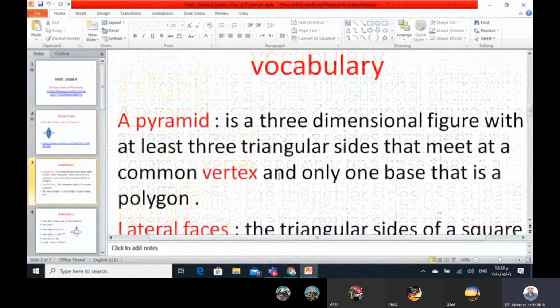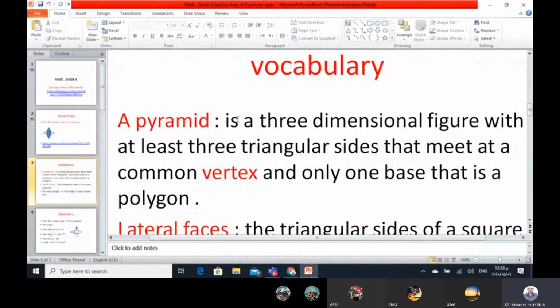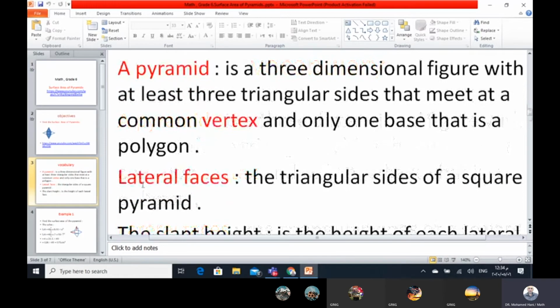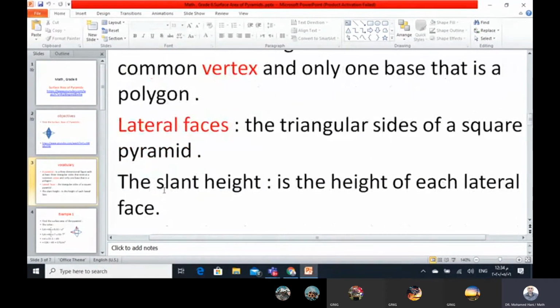Here we have a new vocabulary. What is the meaning of a pyramid? A pyramid is a 3-dimensional figure with at least 3 triangular sides that meet at a common vertex. Vertex means the angles. And only one base that is a polygon. The lateral faces are the triangular sides of a square pyramid. The slant height is the height of each lateral face.